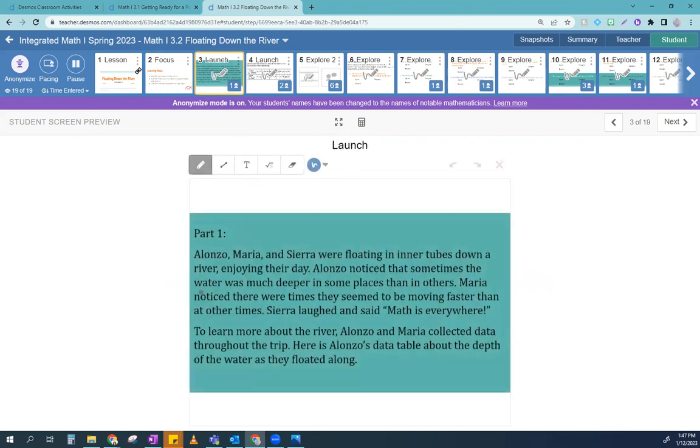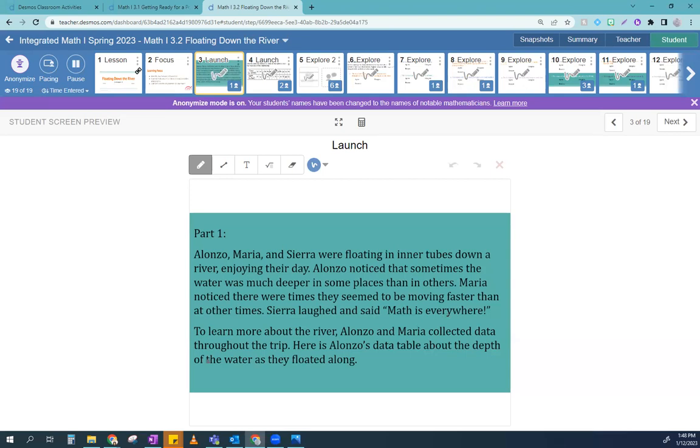So here's our context. Alonzo, Maria, and Sierra were floating in inner tubes down a river, enjoying their day. Alonzo noticed that sometimes the water was much deeper in some places than in others. Maria noticed that there were times they seemed to be moving faster than at other times. Sierra laughed and said, math is everywhere. It legit is.